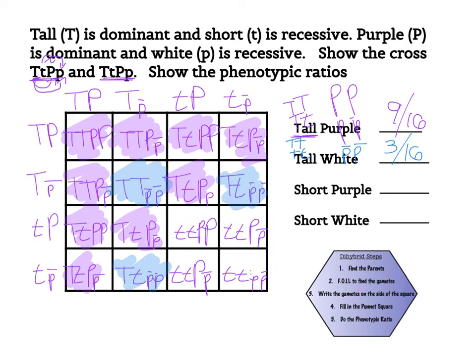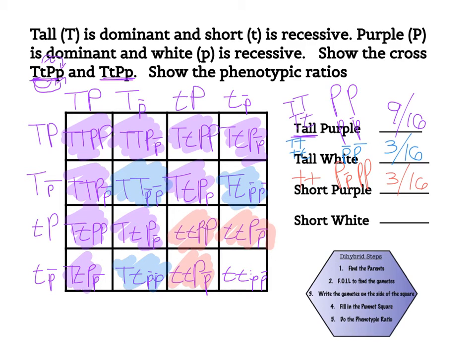Okay, to be short, I have to be little t, little t. To be purple, I need at least 1 big P. So big P, little p, or big P, big P. All right, how many of those do I have? 1, 2, 3. 3 out of 16.